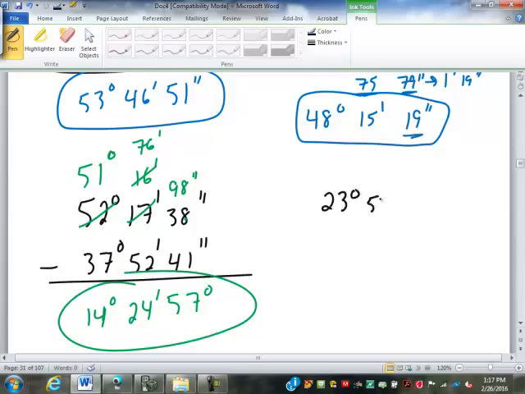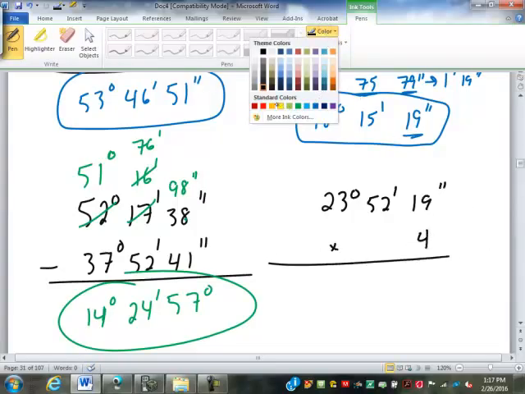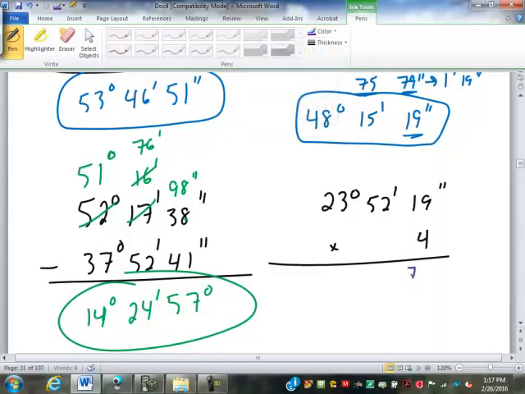23 degrees, 52 minutes, and 19 seconds, times 4. Well, 19 times 4 is 76. Of course, that's bigger than a minute. So we're going to carry the 1 minute. What's going to be left? 16 seconds. 4 times 52 is 208, plus 1 is 209. We can take 3 degrees out of that. 3 times 60 would be 180, which leaves us with 29.